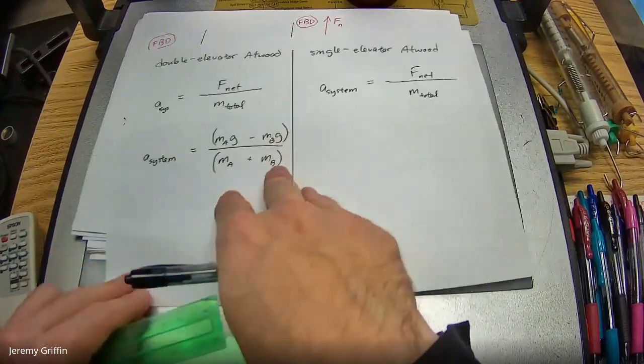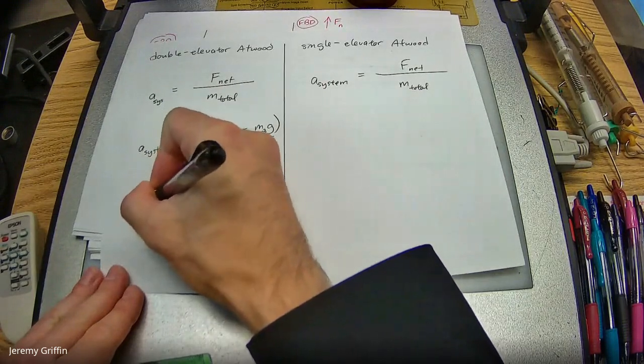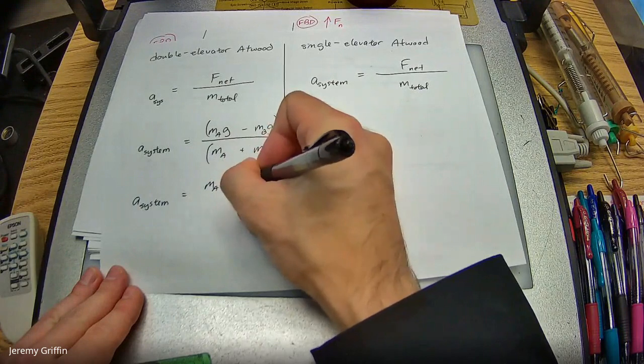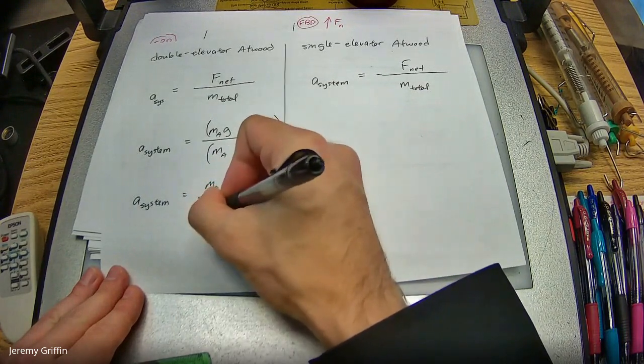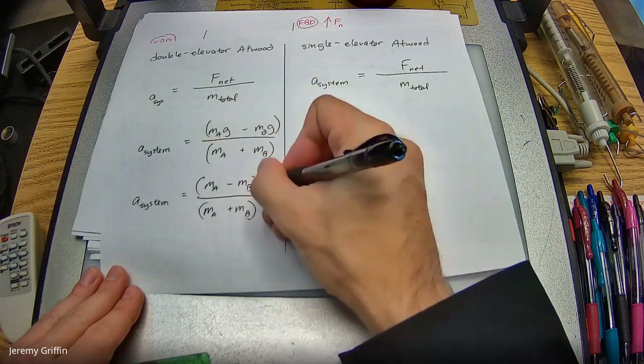I'll do one more thing, just clean this up a bit. I can factor out the free fall rate. And if you do that, then it looks like this: difference of the masses over sum of the masses, all times the free fall rate.